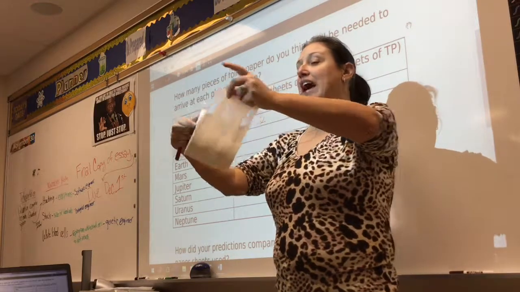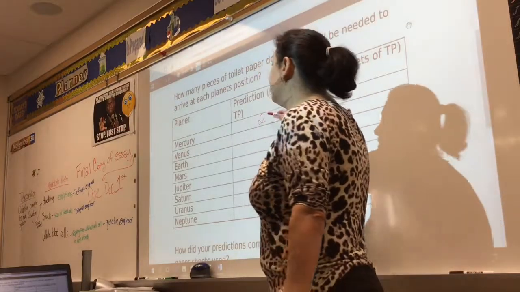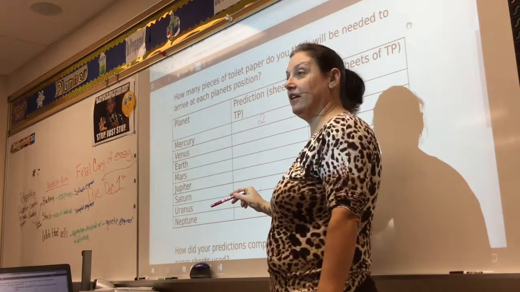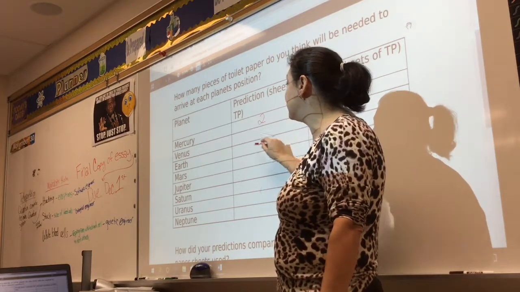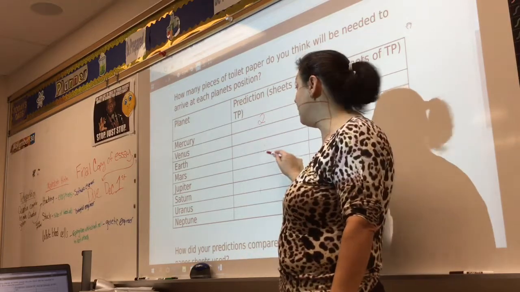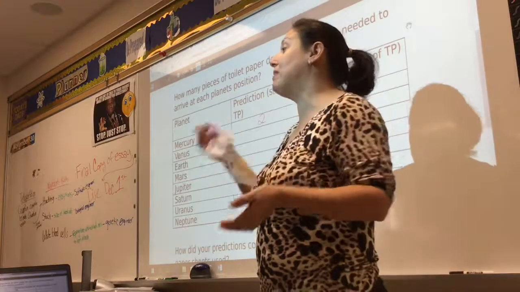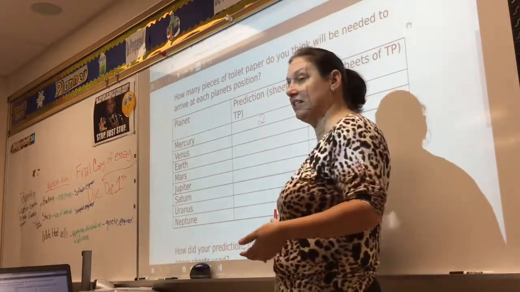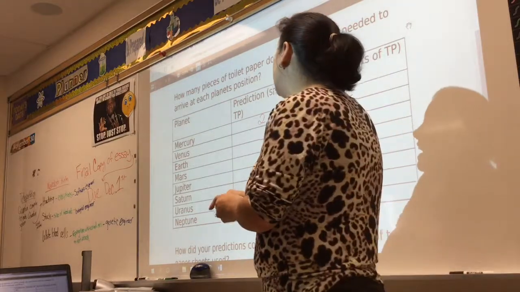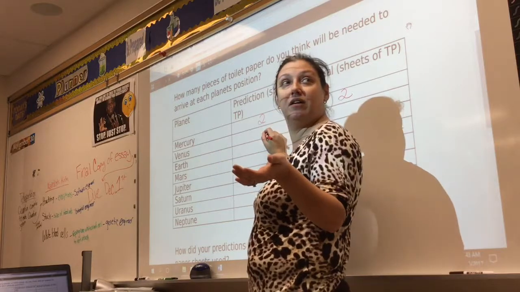Okay? So now I want you to make a prediction. How many sheets of toilet paper do you think it's going to be between Mercury and Venus? Then how many between Venus and Earth? How many between Earth and Mars? And how many between Mars and Jupiter? So write it down in your iPad, go into your assignment and into the data table and write it down, okay?